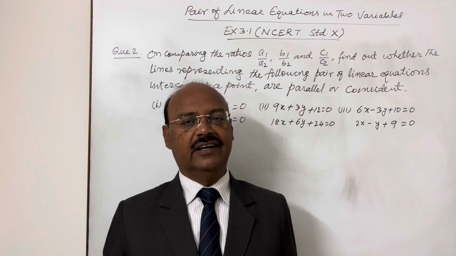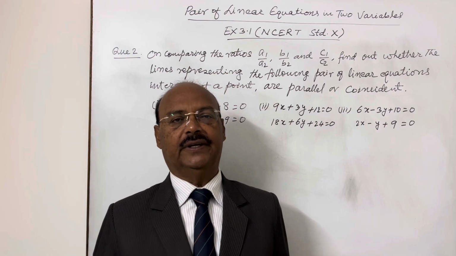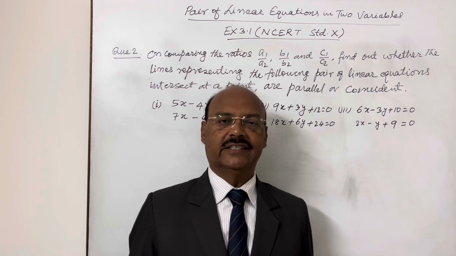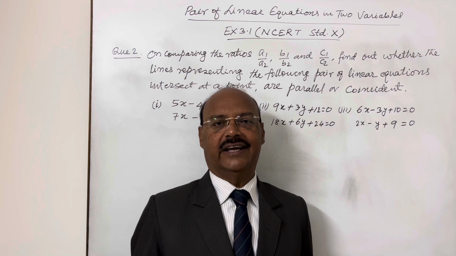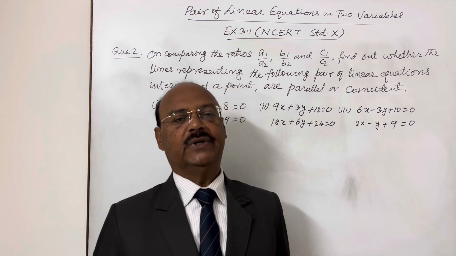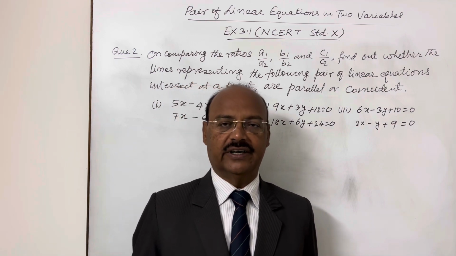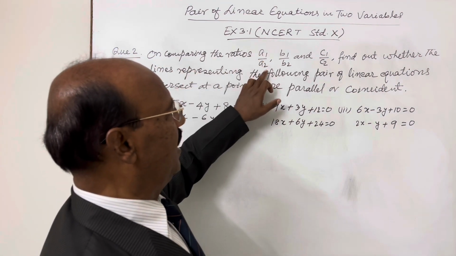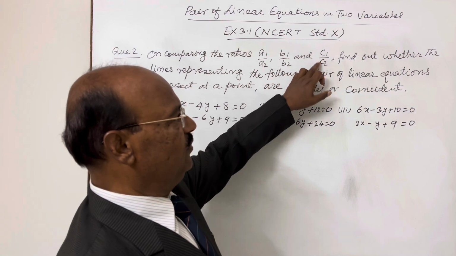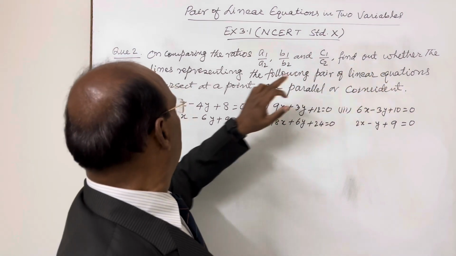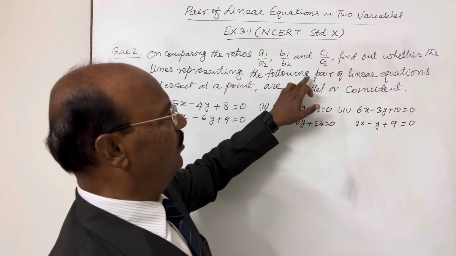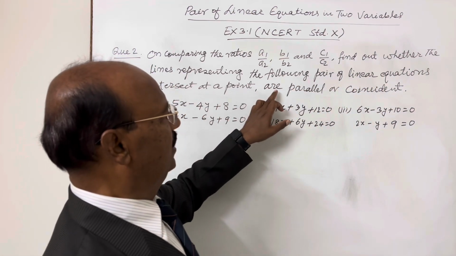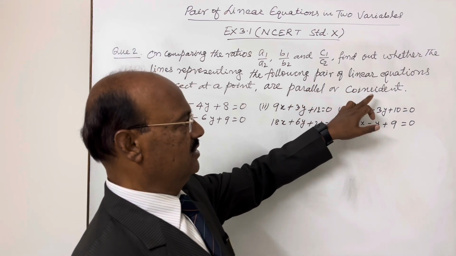Let us see a very interesting question from the chapter Pair of Linear Equations in Two Variables. Here this is question number 2 from exercise 3.1. The question has been taken from the NCERT book of standard 10. The question is on comparing the ratios a1 by a2, b1 by b2 and c1 by c2. Find out whether the lines representing the following pair of linear equations intersect at a point, are parallel or coincident.